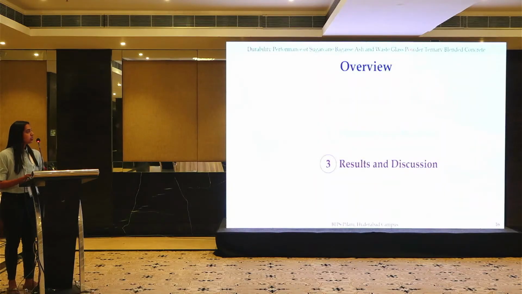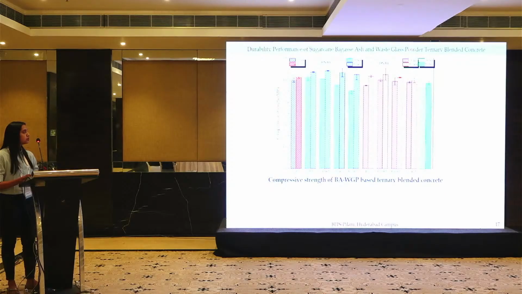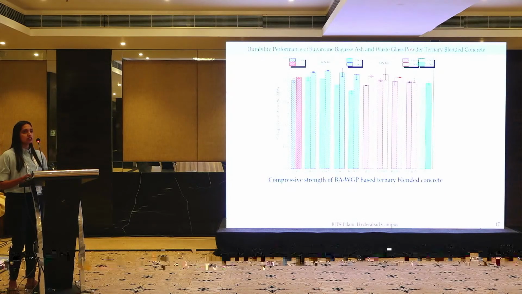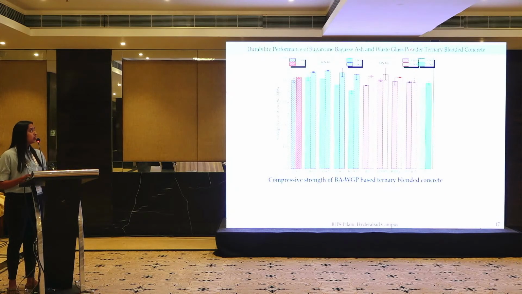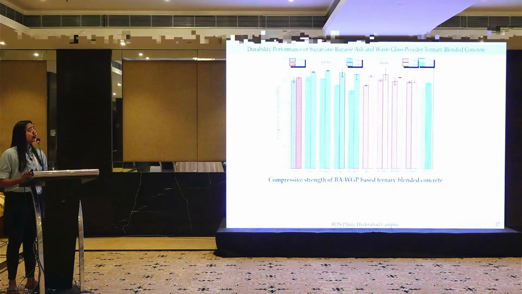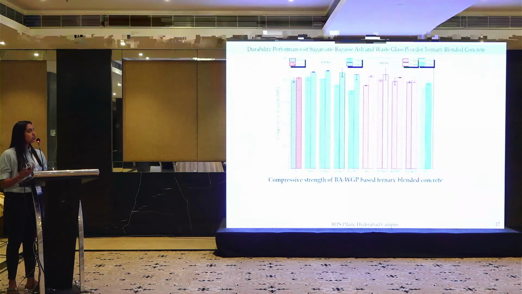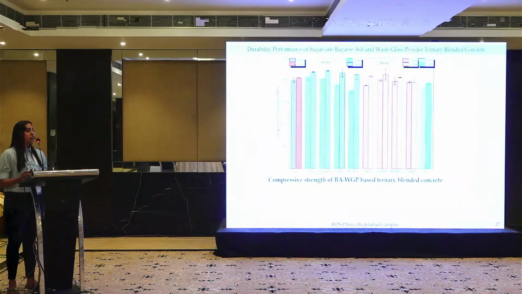So moving on to results and discussion. This is the compressive strength result of bagasse ash and waste glass powder ternary blended concrete. Here you can see that with respect to the replacement level of cement by bagasse ash, when it reaches 10%, the compressive strength is higher compared to the control concrete. Whenever we replace further with bagasse ash, it is reduced. The reduction is mainly because of the dilution effect, and the increment is mainly because of the pozzolanic action.